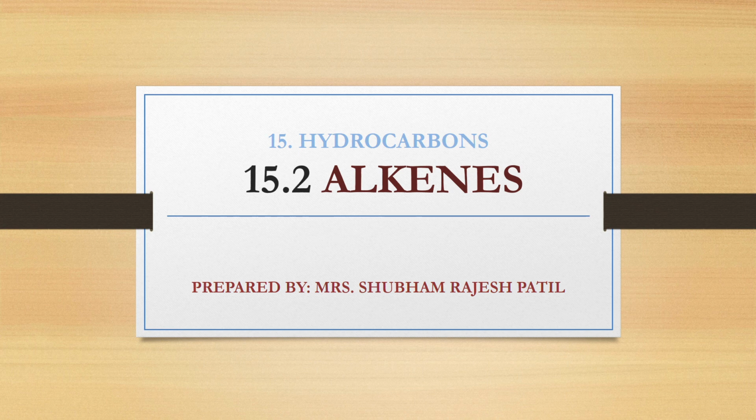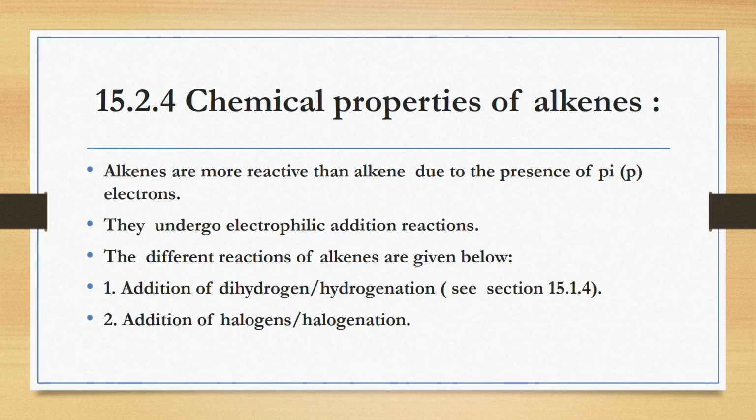In the previous presentation, we have seen some part of alkenes, especially how they are prepared and what their physical properties are. So today we will be studying chemical properties and uses of alkenes. Alkenes are more reactive than alkanes due to the presence of pi electrons. They undergo electrophilic addition reactions. The different reactions of alkenes are given here.